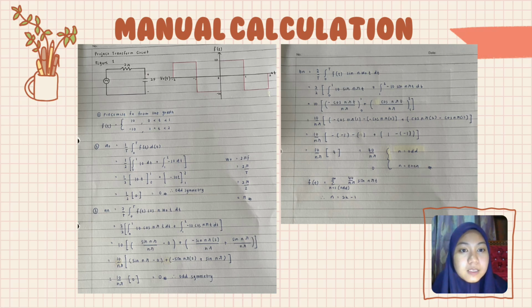Next step is we need to find the bn. For the bn, we get the answer is 15 over n pi when n is odd, while when n is even, we get bn is equal to 0. Next, we get f(t) is the infinite sum, n equals 1, n odd, of 15 over n pi sin(n pi t), where n is equal to 2k minus 1.